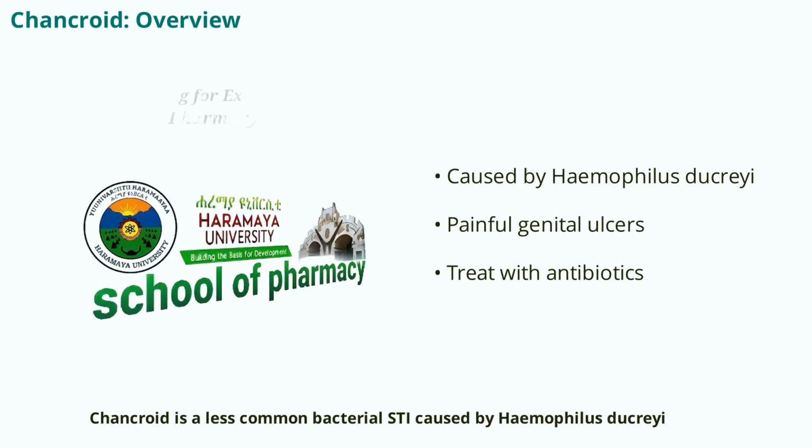Chancroid is a less common bacterial STI caused by Haemophilus ducreyi. It presents as painful genital ulcers and swollen lymph nodes in the groin. Prompt diagnosis and antibiotic treatment are important to prevent complications and further spread. Chancroid is more prevalent in certain regions and populations, but awareness is key for early intervention.